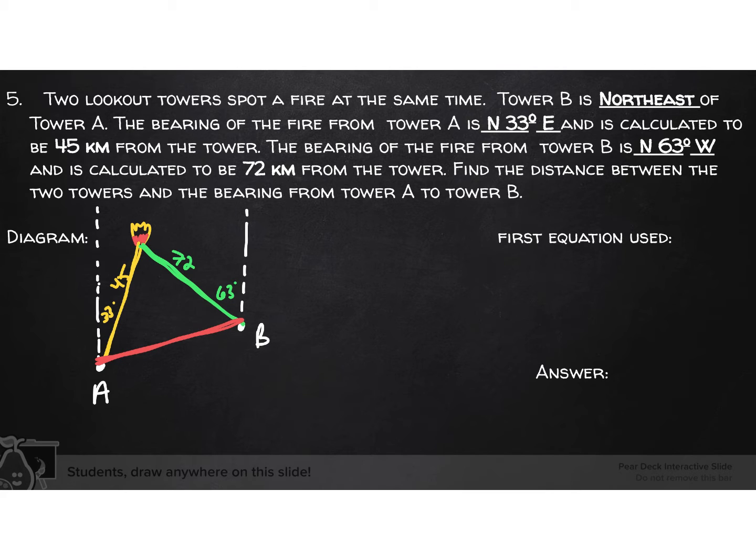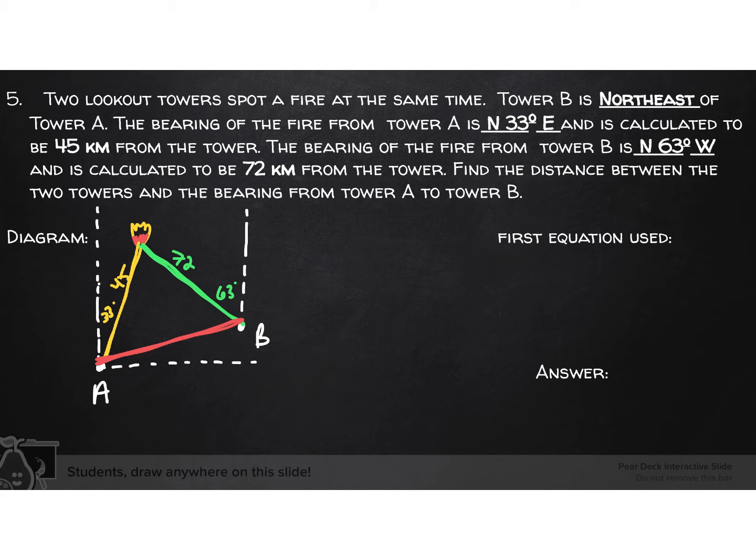So let's find the length of AB first. The issue with this triangle is you don't have any interior angles. When I was solving it, my first instinct was to make this 67 or 57, right? But that's not true, because A to B is not horizontal. The horizontal is down here.